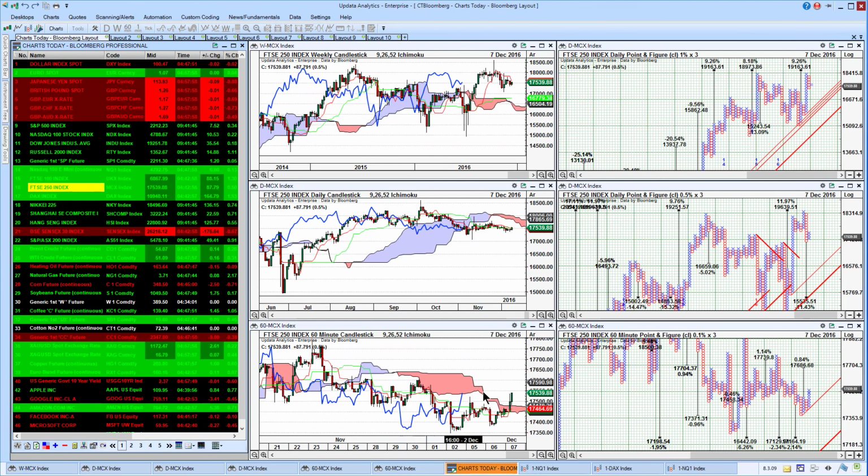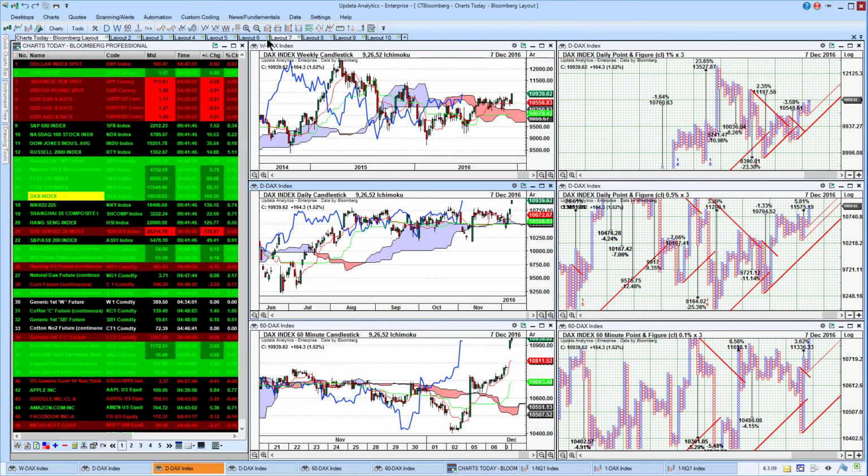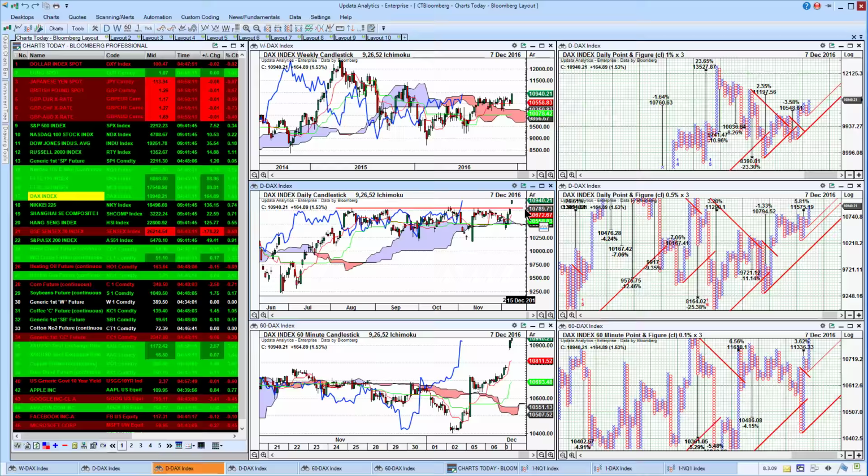And we see here on the FTSE 250, we're not quite through yet, not looking as bullish as well. Big story is the DAX has broken out. DAX this morning has broken out. Really shows up on this daily chart that we've been saying for some time that we needed to break this 10,800 level.